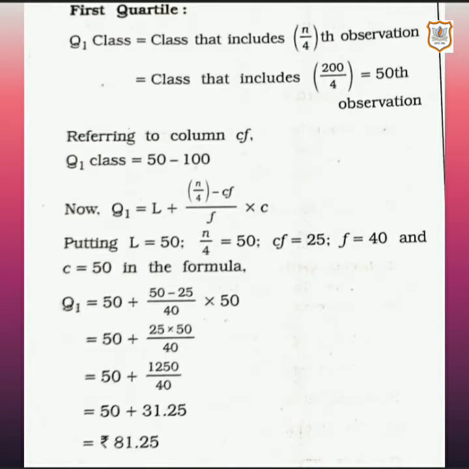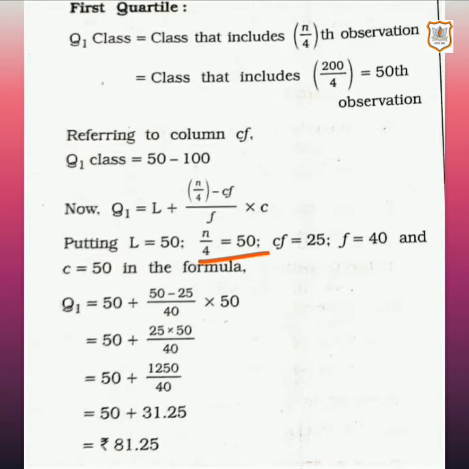So now let's find first quartile. As it's a continuous frequency distribution sum, the formula for Q1 will be L plus n by 4 minus CF upon F into C. So first we are going to find n by 4. If you total the frequency column, n is 200. So 200 by 4 will give you 50th observation. We'll have a look at the CF column, that is cumulative frequency column. 50th observation lies in the class 50 to 100. So according to that class, L will be 50.